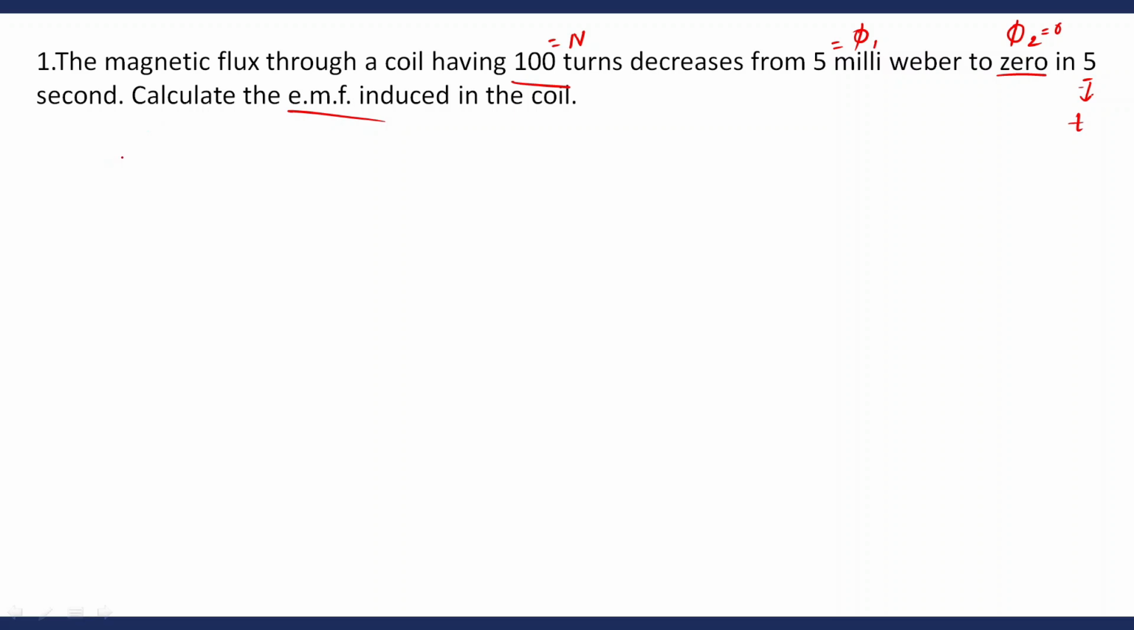So we have a formula, epsilon equal to minus N delta phi by delta t. Delta phi can be written as phi 2 minus phi 1. This is 0 and phi 1 is 5 milliweber. Convert the milliweber, and you will get 5 into 0.001 weber.